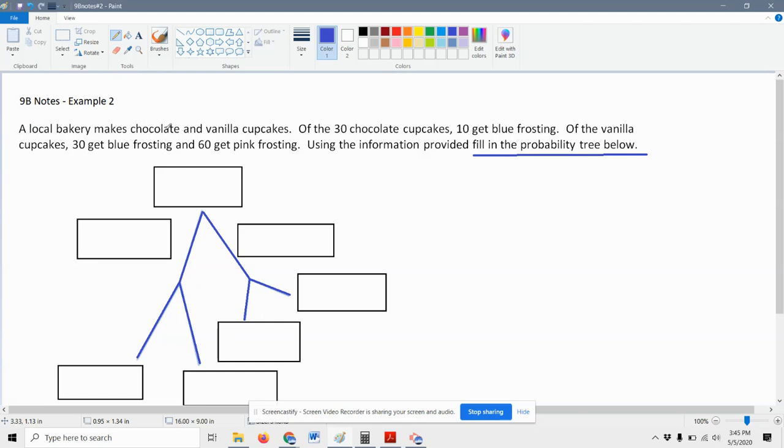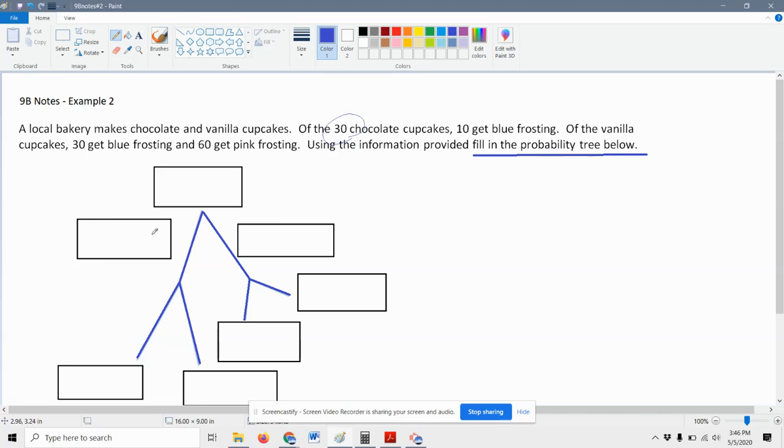A local bakery makes chocolate and vanilla cupcakes, okay? Of the 30 chocolate cupcakes, here's our first number right there. And we've got to decide, well, where does that number go? Does that number go here? We really don't know right away. So let's just read ahead a little bit. It says of the 30 chocolate cupcakes, 10 get blue frosting. That's all the information we have about those 30 chocolate cupcakes. Then it says of the vanilla cupcakes, 30 get blue frosting, 60 get pink.